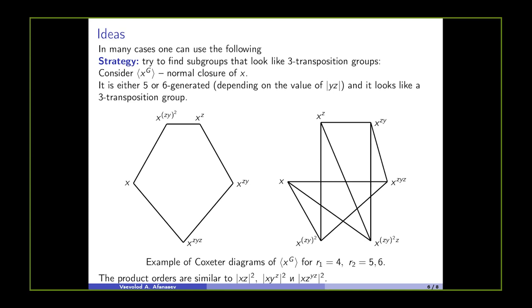And this is the case because all these products are similar to the squares of these products. And since all of these 3 products are products of elements from D, which normally might have values, the orders might range from 1 to 6, but their squares range in the set 2, 3, or 5. So whenever they take values 2 and 3, it is quite simple to reduce this case to a free transposition group case.